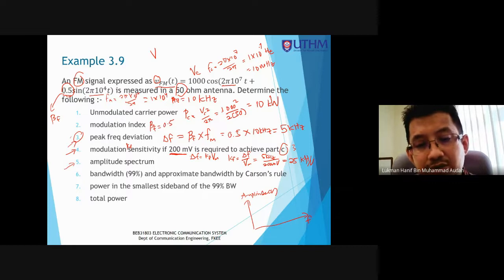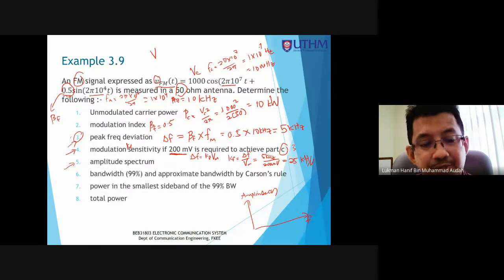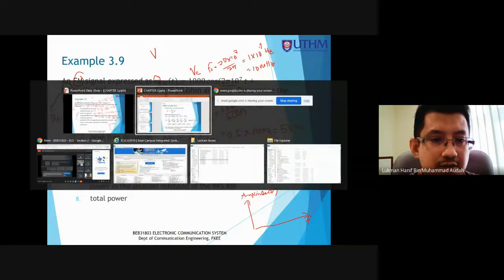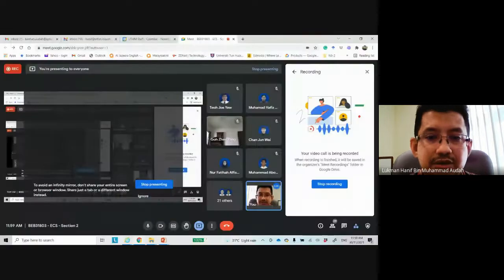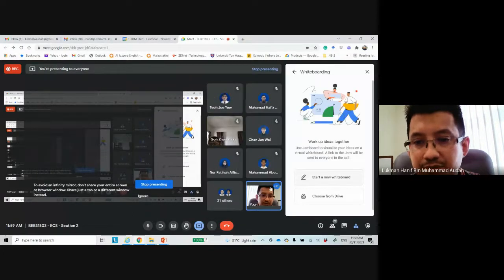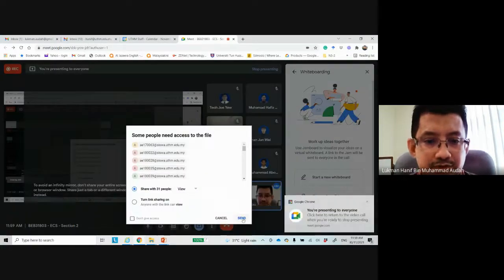Okay, so in order to do that, you need to find the amplitude of each spectrum, then you can draw. So macam mana nak cari? Untuk mencarinya kita perlu buat table. So ini yang penat sikit ni. Semalam pun kira-kira penat juga. So I will share whiteboard. We need to open a whiteboard, start a new whiteboard. So send to all of you.